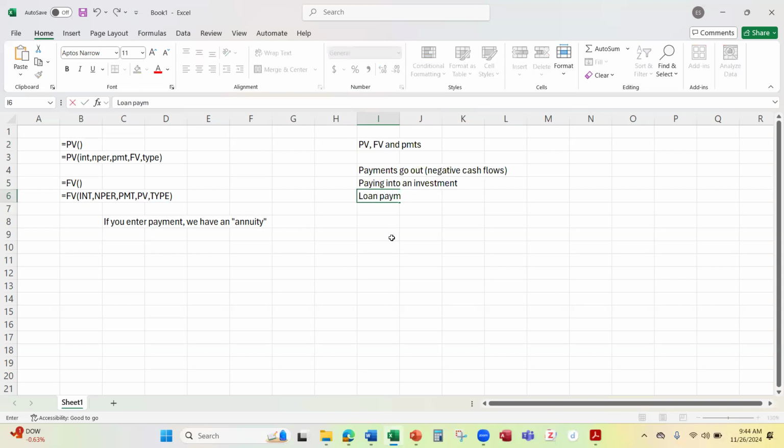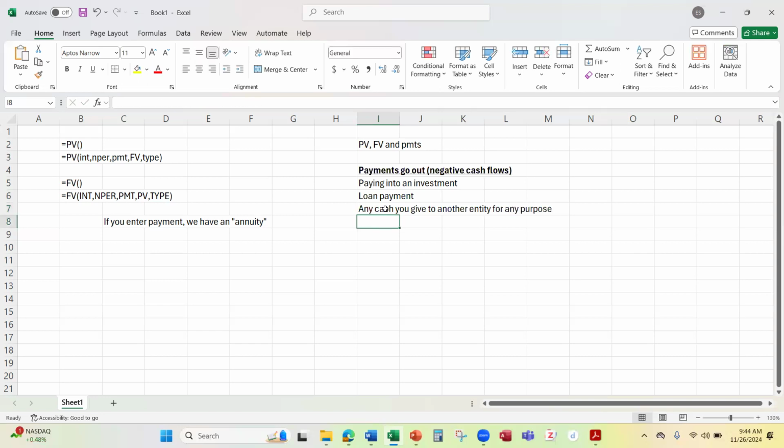If I'm making a payment on a loan, that is also considered a negative cash flow. Maybe I'll make that bold and underline it. These are types of negative cash flow that we would see. Paying into an investment, a loan payment, any cash you give to another entity for any purpose is going to be a negative cash flow for you. If you're taking it and putting it somewhere else where you're not spending it, that's a negative cash flow.